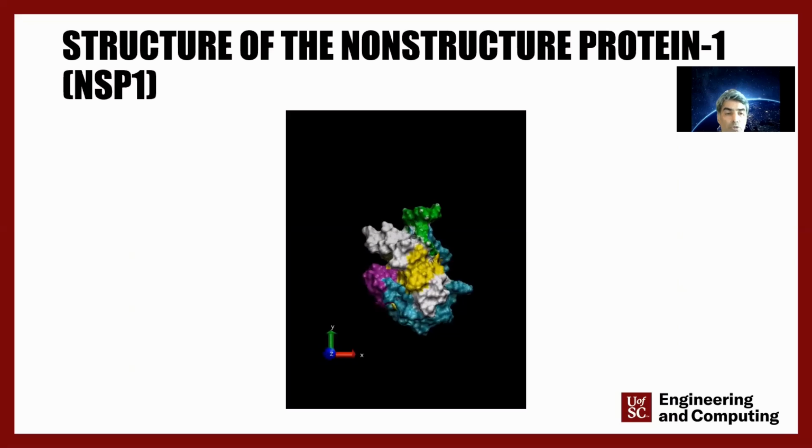NSP1 executes a two-pronged approach in overtaking the host cell's functions. First, it disables the synthesis of the host cell's proteins, therefore shutting off the host's immune response. Second, it prioritizes the production of the viral proteins by hijacking the protein synthesis machinery of the host.